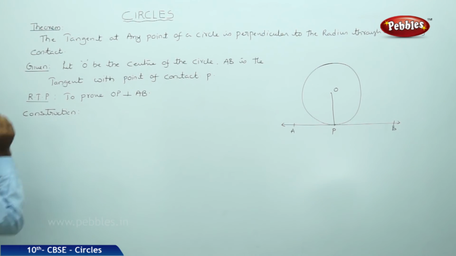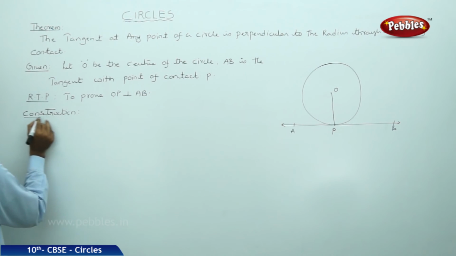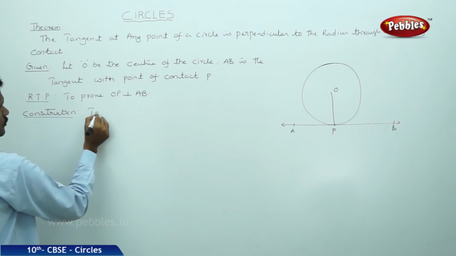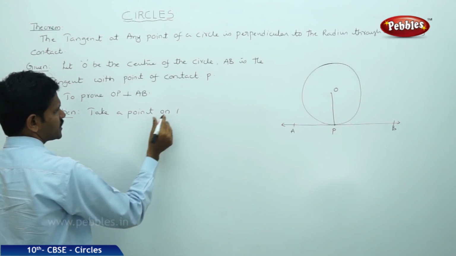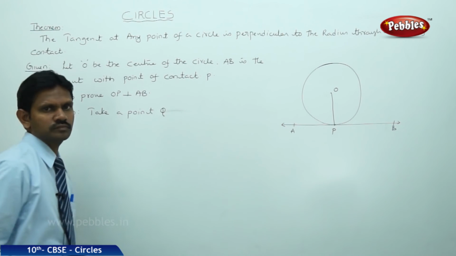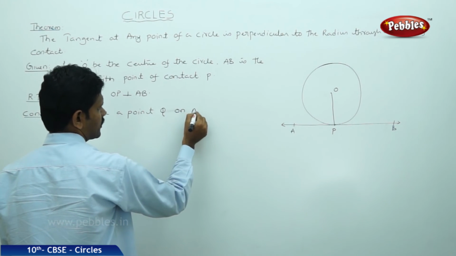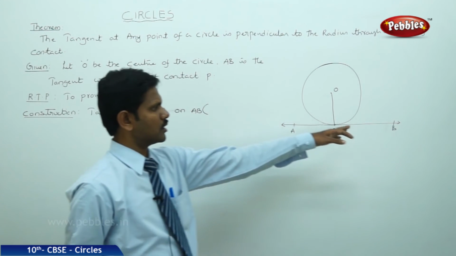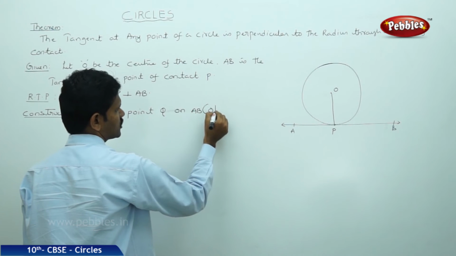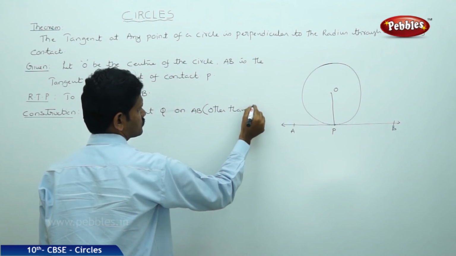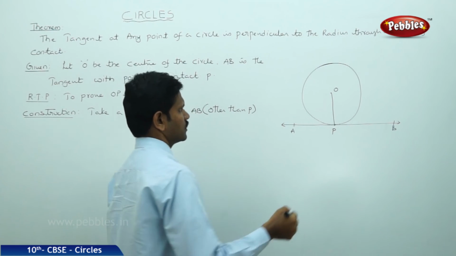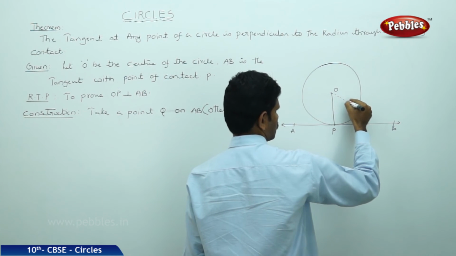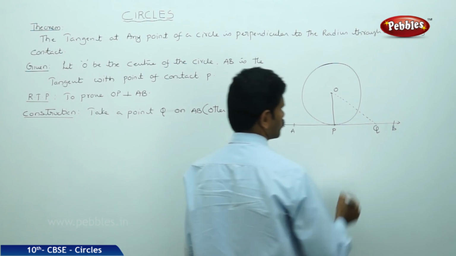Construction: take a point Q on AB, other than P.